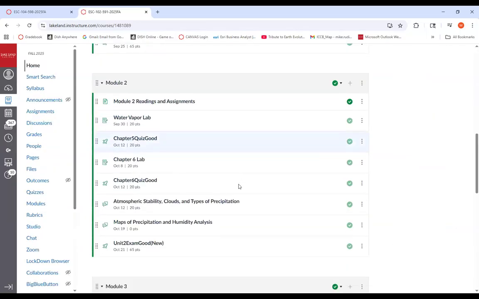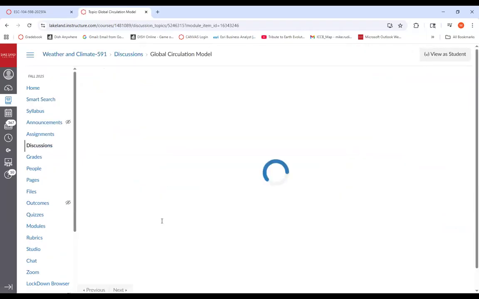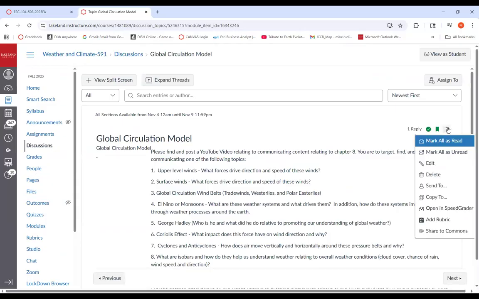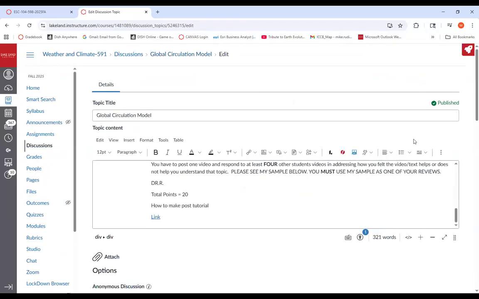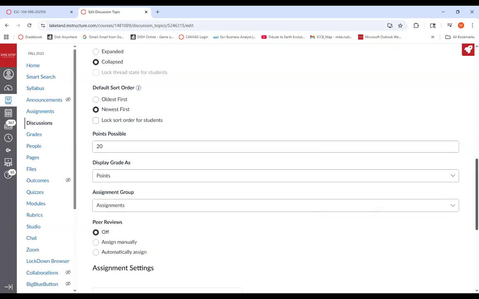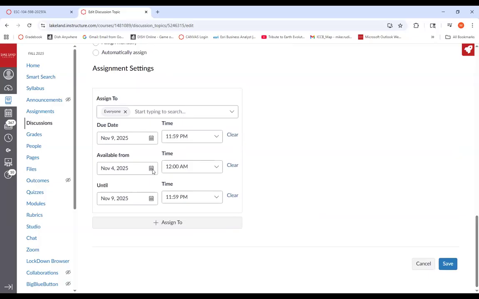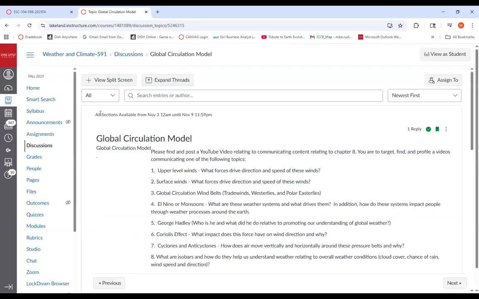I don't know for sure if you could see it, but global circulation model. I just want to make sure when it's available. Let's see, edit. And this assignment actually helps understand the assignment that's kind of coming due today. It's available tomorrow, but I'm going to make it available now. I actually have a sample post on there that will help the student. So when I go over it, I'm going to first show you this is the assignment that's coming due.